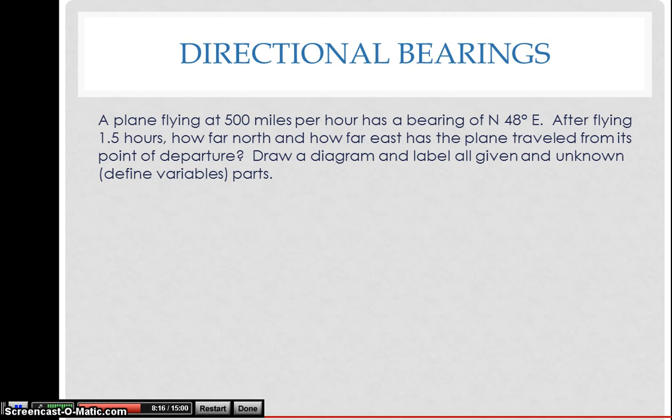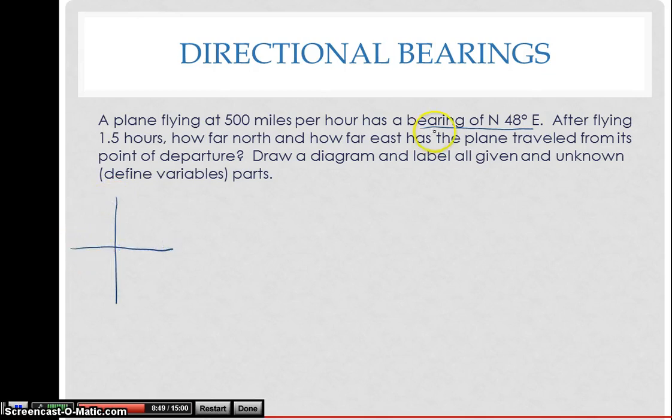A plane is flying at 500 miles per hour, has a bearing of 48 degrees east of north. After flying 1.5 hours, how far north and how far east has the plane traveled from its point of departure? Okay, so we want to draw a picture and label all the given and unknown parts. The first thing I want to do is draw the bearing here, just to get a visual representation of how it looks.